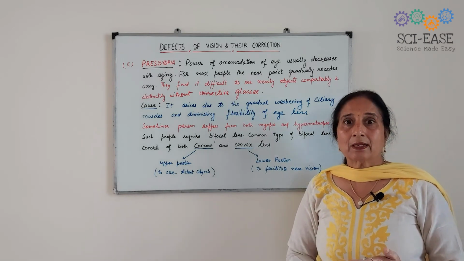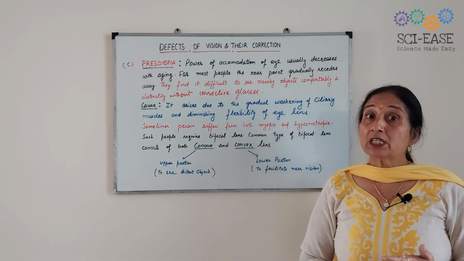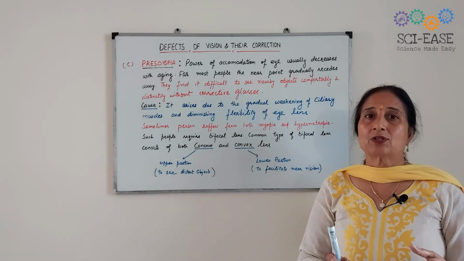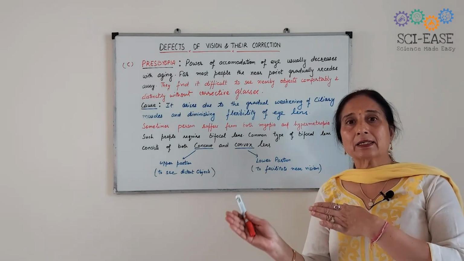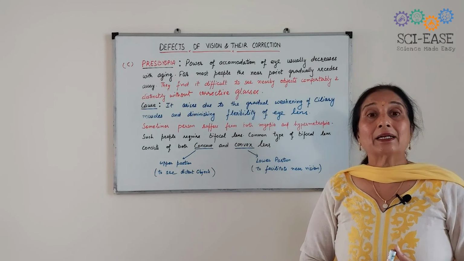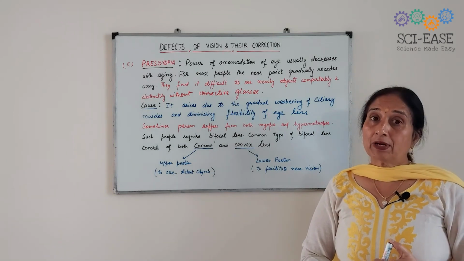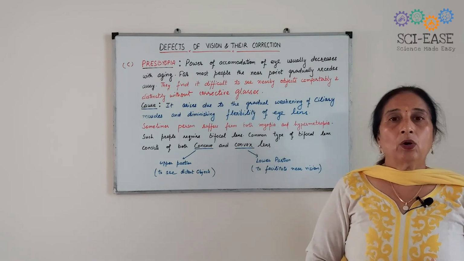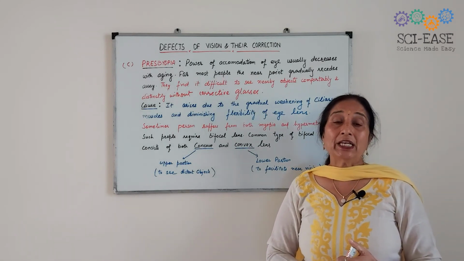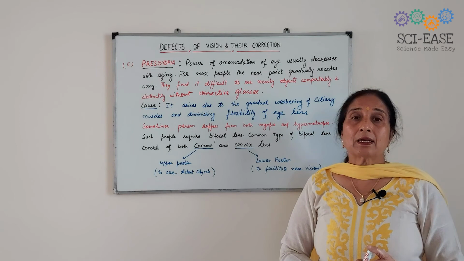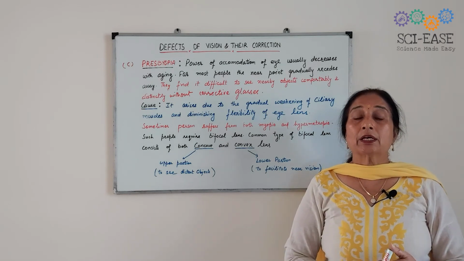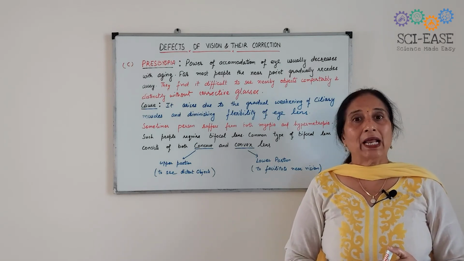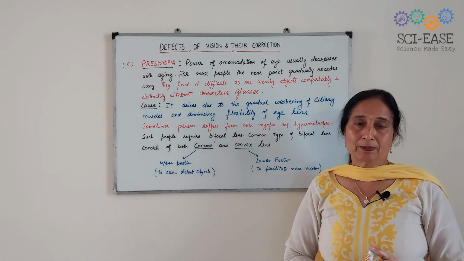This part of the chapter, that is defects of the eye and their corrective measures, is very important. We have completed this big topic. Now, in the next video, I will discuss the refraction of light through a glass prism.